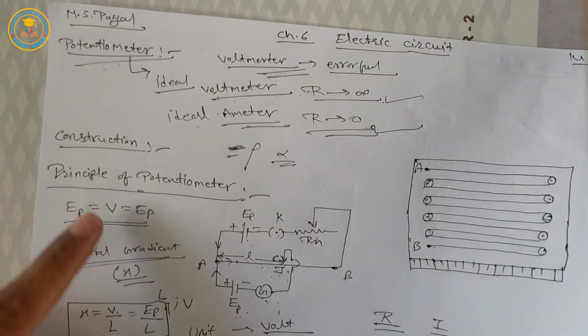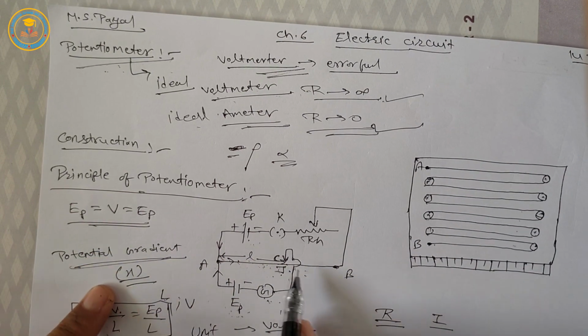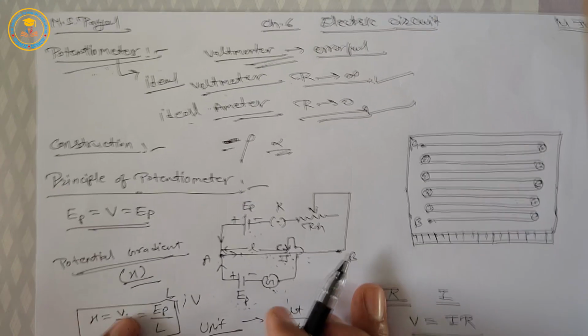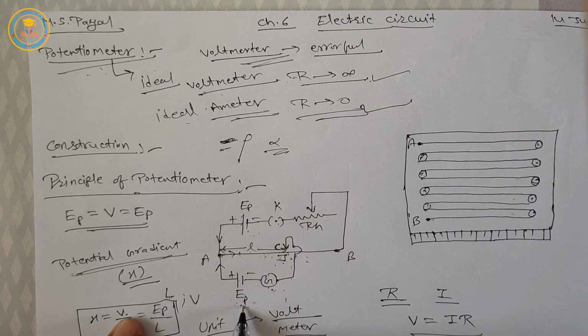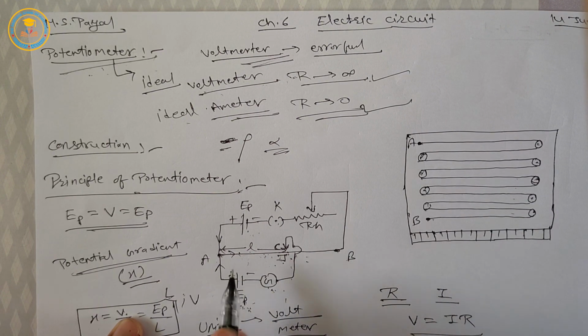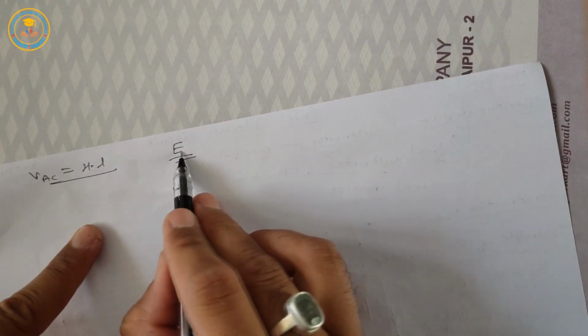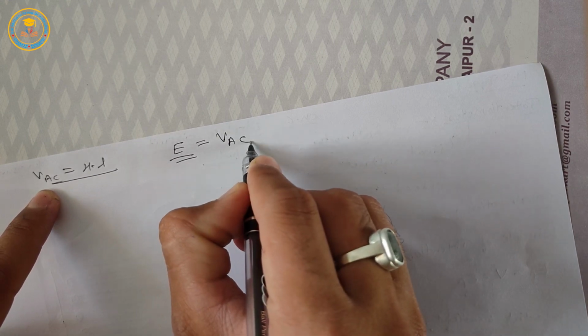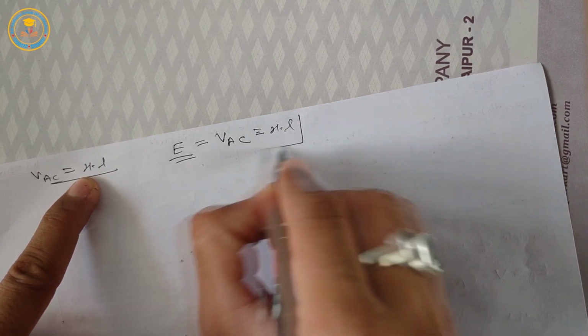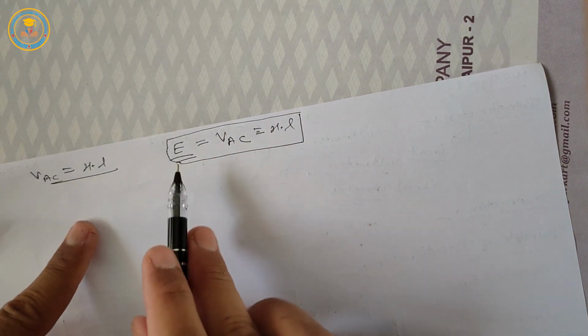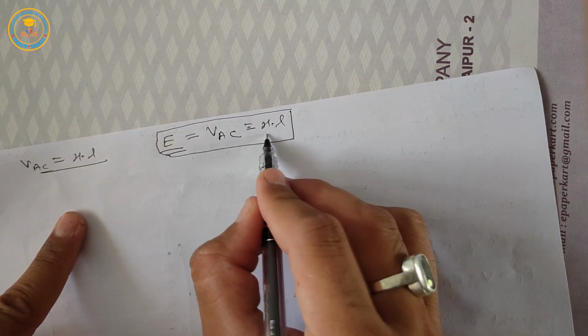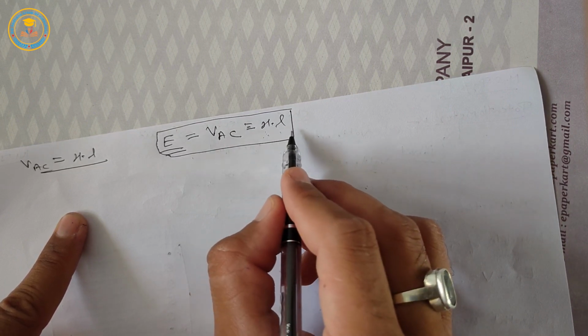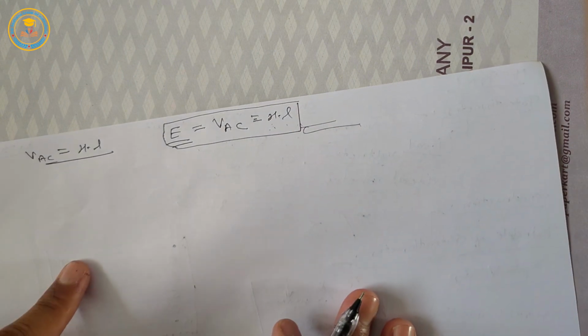We know that according to the principle of potential difference, if zero deflection occurs at point C, then in this situation the value of unknown EMF E is equal to the potential difference of the wire, which is equal to VAC, which is X into L. So we can write that the unknown EMF is equal to the product of potential gradient and the balancing length. This is the principle of a potentiometer.